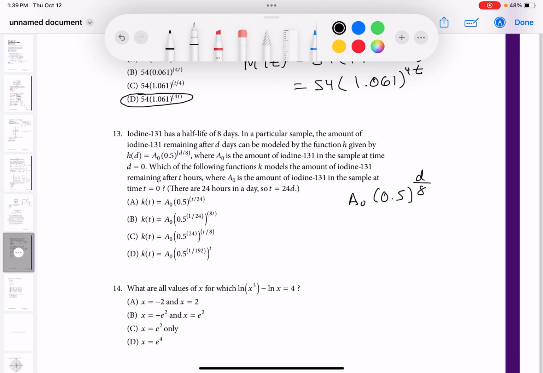But now they're talking about T in hours, right? D's in days, right? So I'm going to put this down. It's going to be A naught, and it's going to be 0.5. And then I'm going to say, T is in hours now. So I have to figure this out. And what's that going to be? Well, if there's 8 days, how many hours in a day? 24, right? So it's 24 times 8.